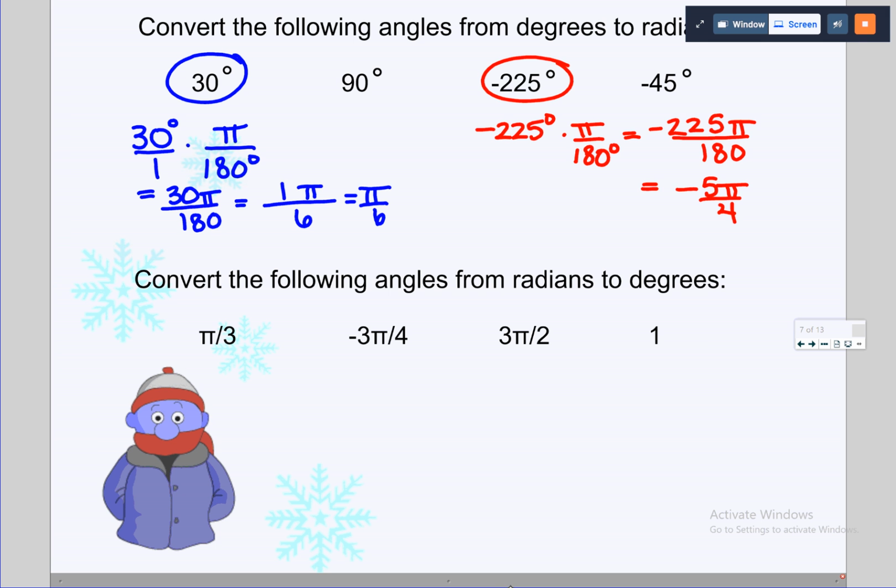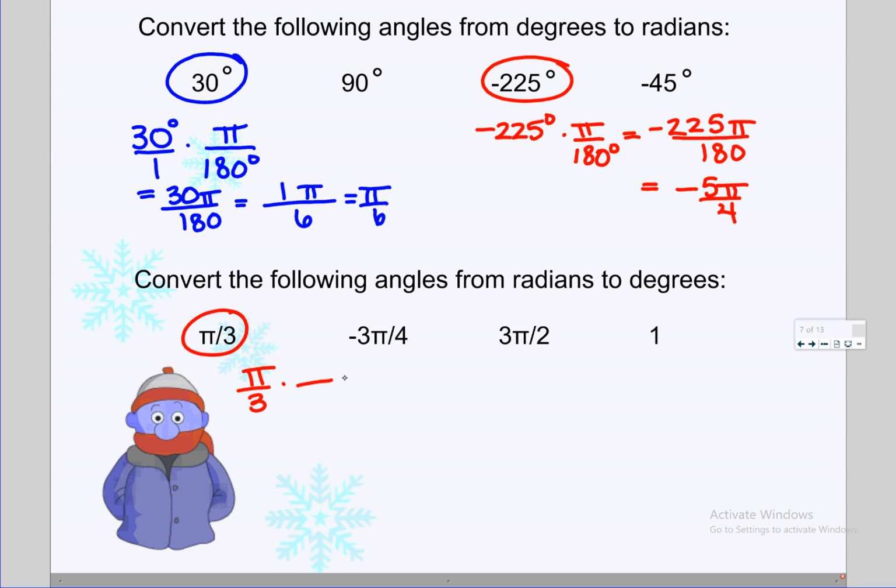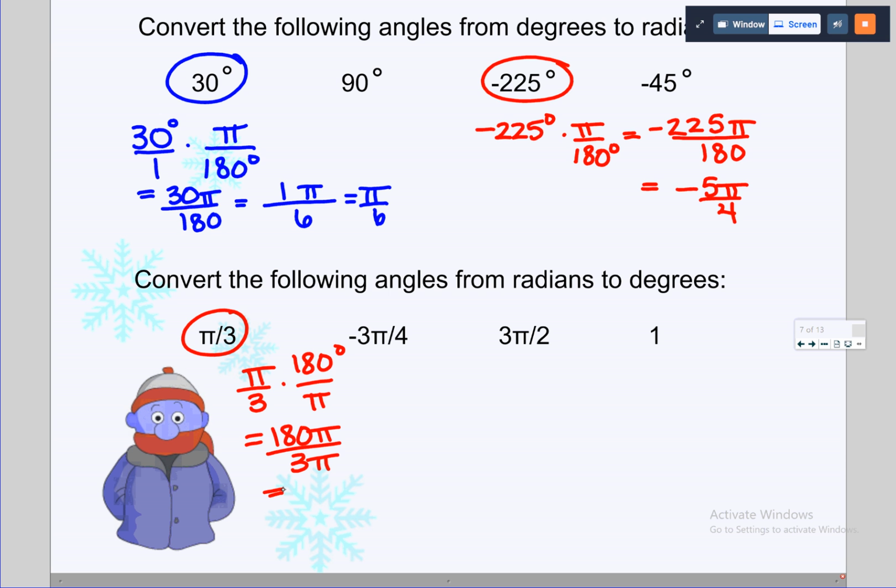Okay. Converting the other way, again, we'll just do a couple of these. Let's do like pi over 3. If I have radians, pi over 3, we multiply by, this time, that pi is on top, which is a big clue. My radian unit is what we want to cancel, so I'm going to put the pi on the bottom, 180 degrees on top. If I multiply straight across, it's 180 pi over 3 pi. The pi's cancel, and then you can do 180 divided by 3 gives you 60 degrees.